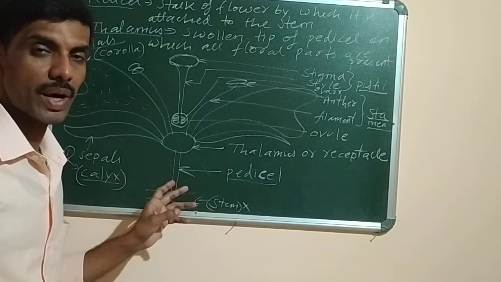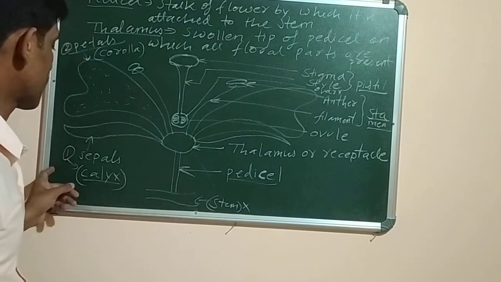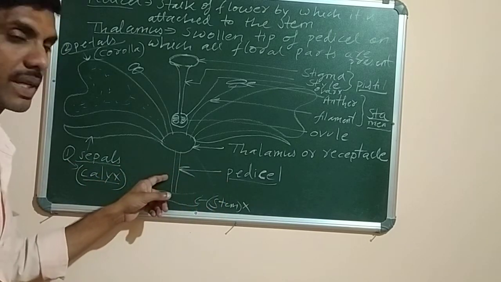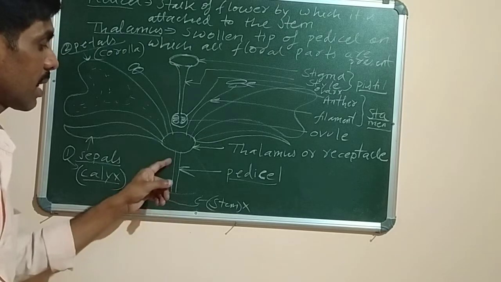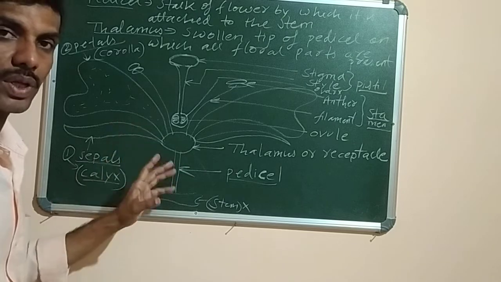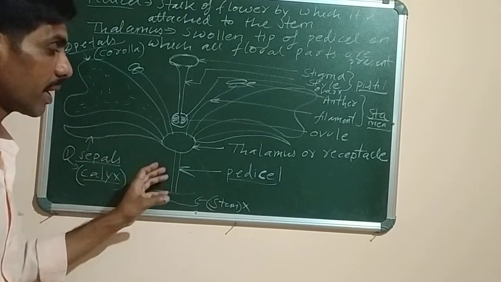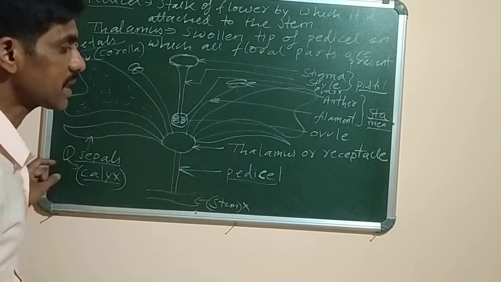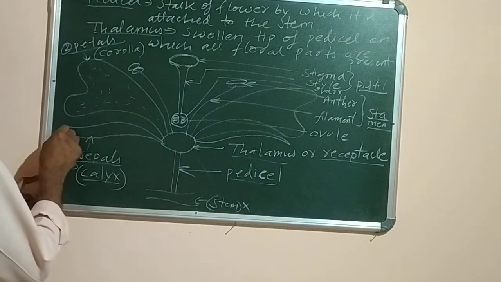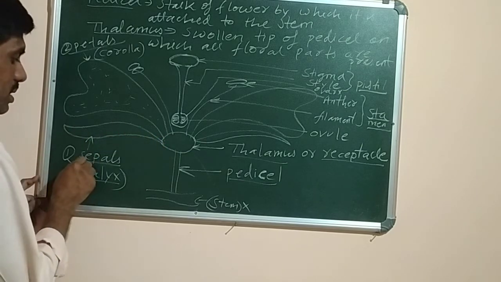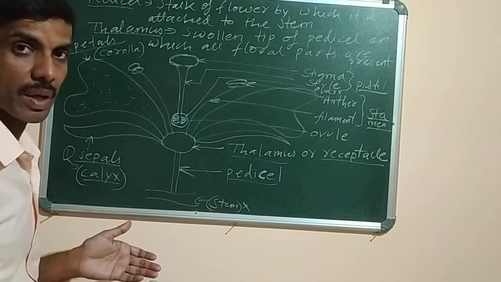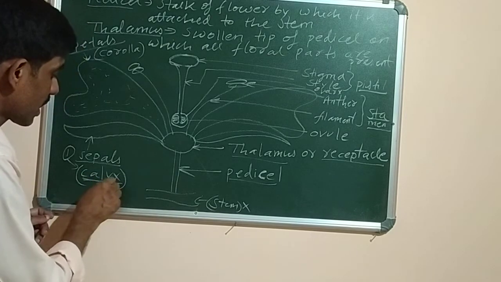So what are the four different parts of the flower we studied? The outermost part is called sepals. We started with pedicel. The stalk of the flower is called pedicel, by which it is attached with the stem. Then the tip of the pedicel, which is swollen, broad and flat, on which all the floral parts are born or present, is called thalamus or receptacle. Then the outermost wall of the flower, which is leaf-like, is called sepals. And since there are 5 sepals or more than 5 sepals, together they are called calyx.